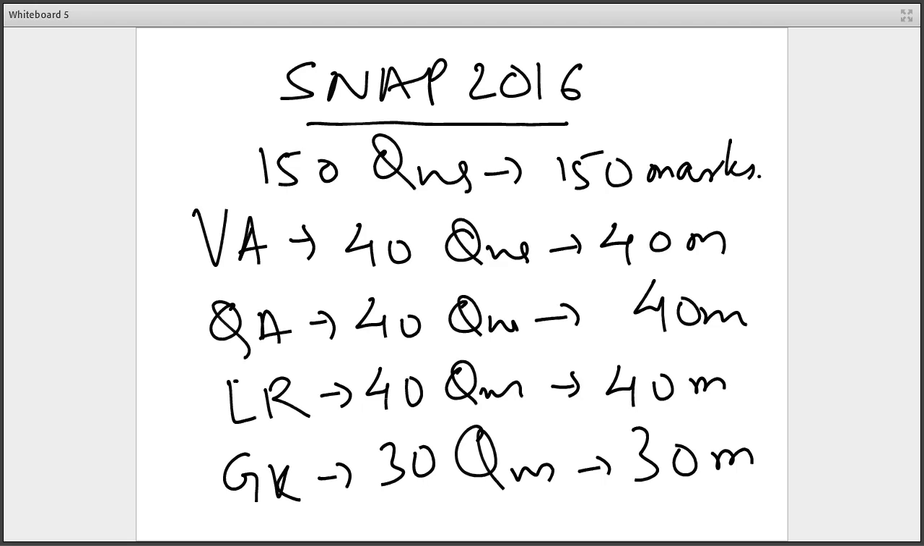Then comes your numbers, which will have 4 to 6 questions. Level of difficulty of numbers in SNAP is going to be very easy. You will not find very tricky remainder theorem questions or very tricky power-based questions or very tricky factorial-based questions. No, you will find very easy questions when it comes to numbers.